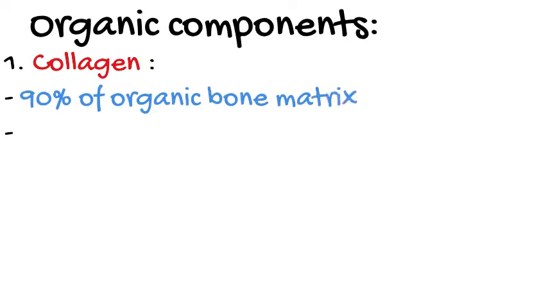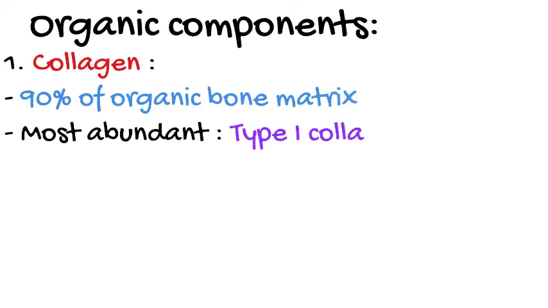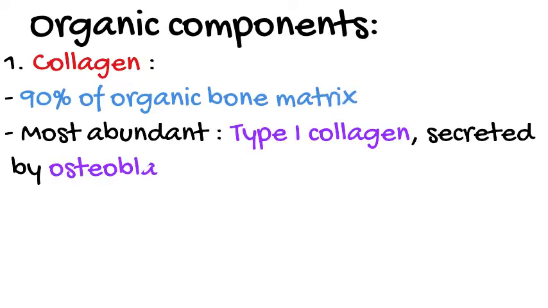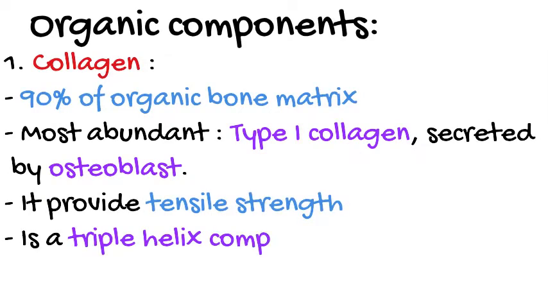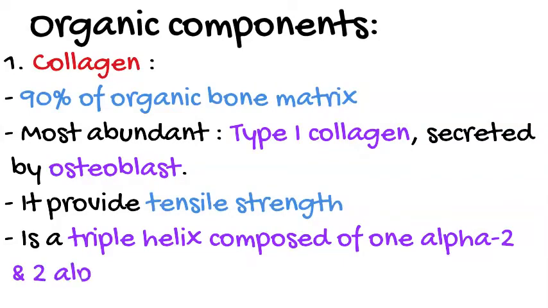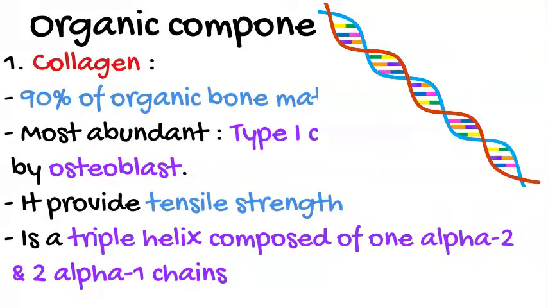Collagen comprises 90% of organic bone matrix. The most abundant type is type 1 collagen, secreted by osteoblasts. It provides tensile strength to the bone. Collagen is a triple helix composed of 1 alpha 2 and 2 alpha 1 chains. That's why it's called a triple helix.